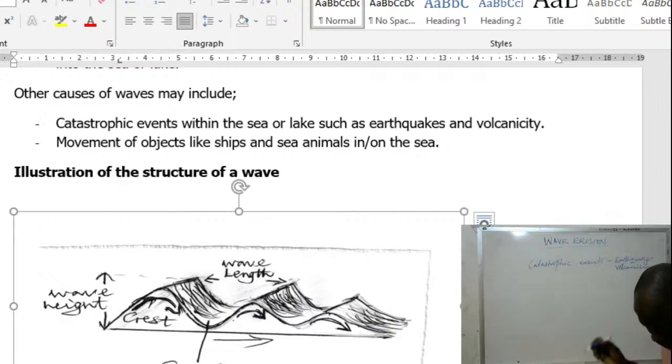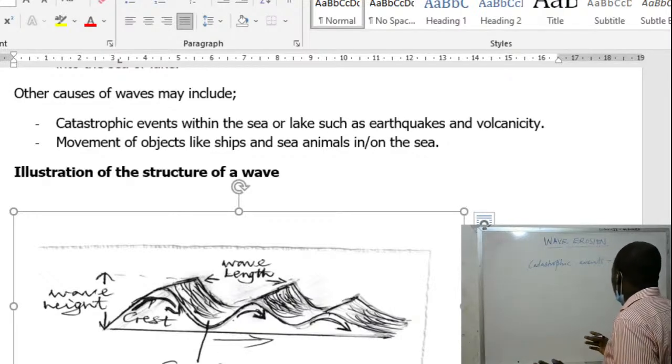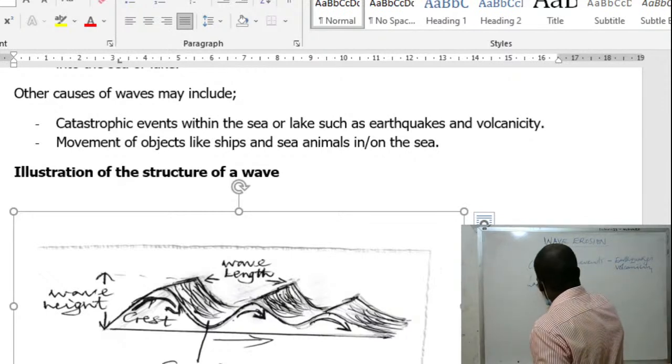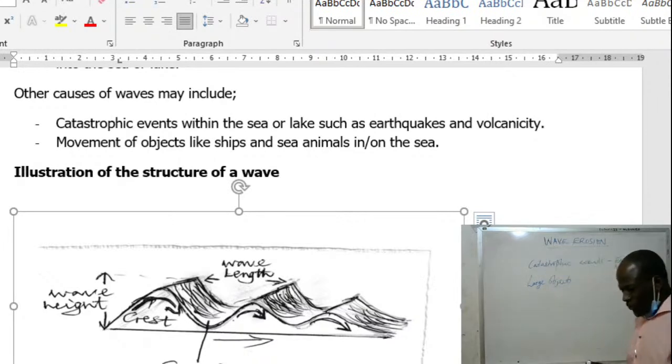Then the other cause could be movement of objects. So large objects moving on or within the sea.